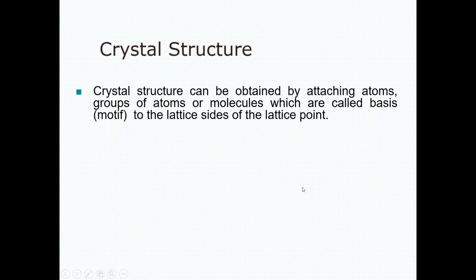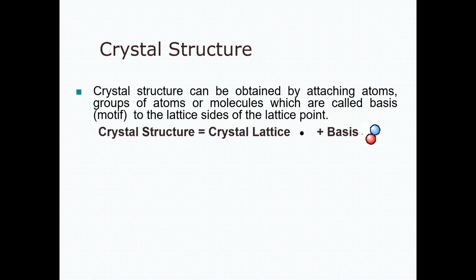So what is meant by the crystal structure? Crystal structures can be obtained by attaching atoms, groups of atoms or molecules, which are called bases or motifs, to the lattice sites, the lattice points. That is how we can make a particular crystal structure. The crystal structure is equal to the crystal lattice plus the bases.